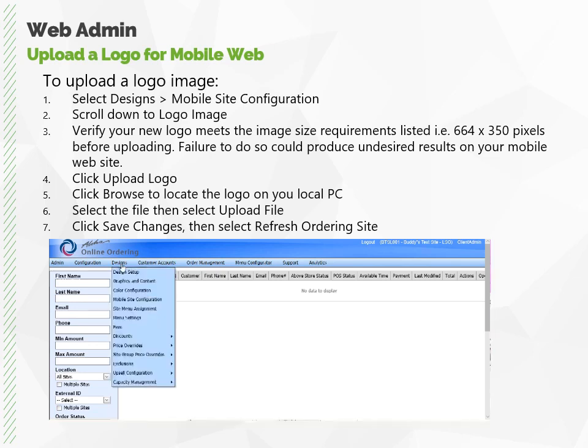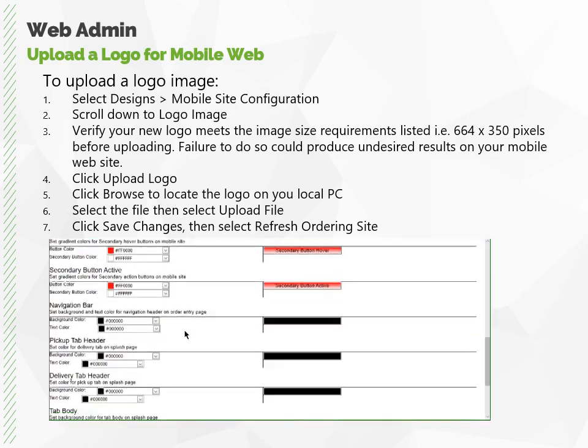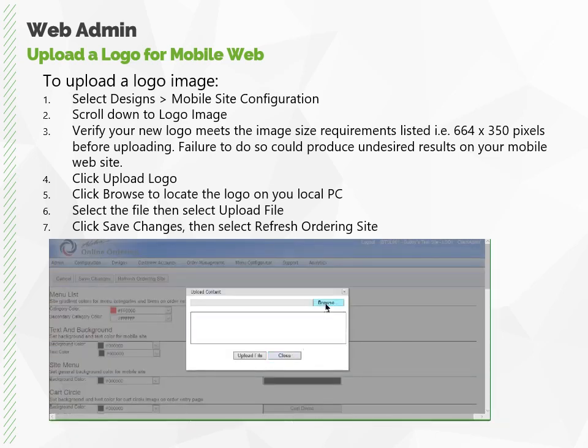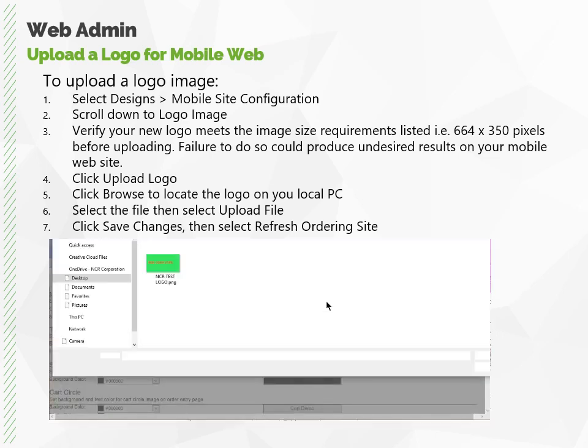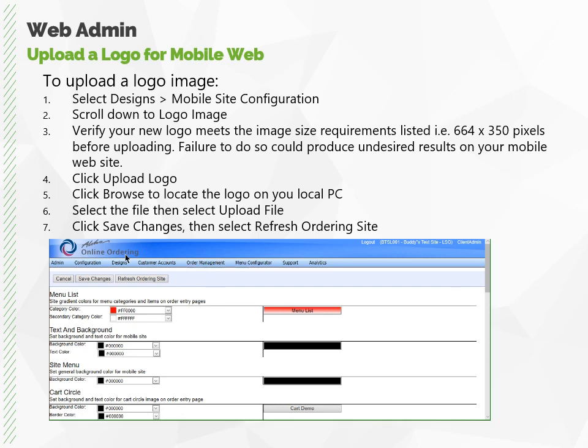To upload a logo image, select Designs, then select Mobile Site Configuration. Scroll down to Logo Image. Be sure the logo image you upload meets the size requirements as listed. Click Upload Logo. Click Browse to locate the logo on your local PC. Select the file, then select Upload File. Click Save Changes, then select Refresh Ordering Site.